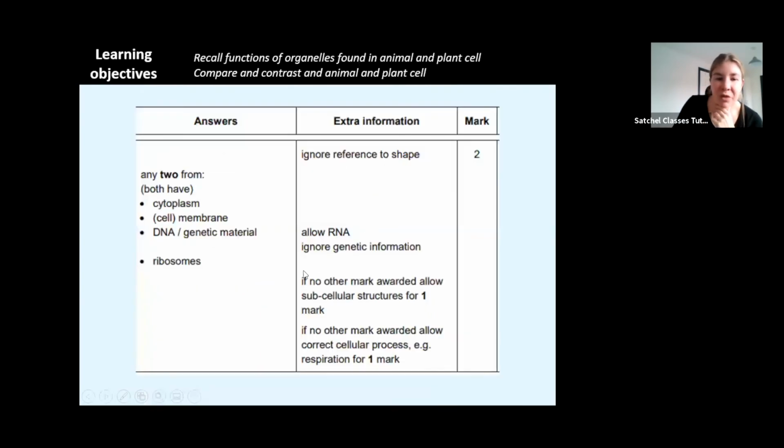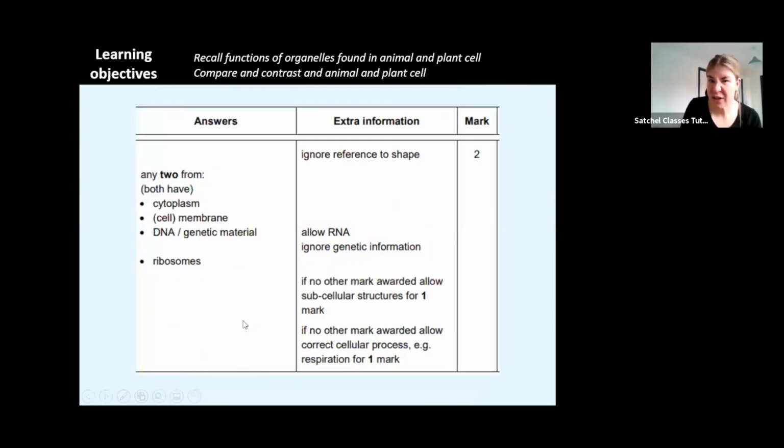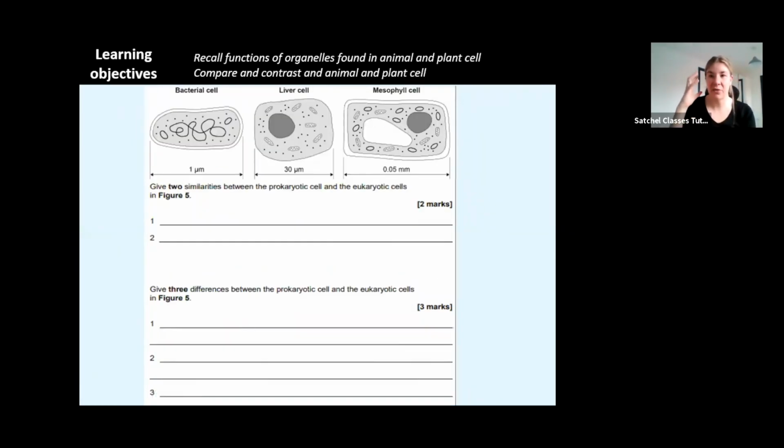All right, so let's have a look at the mark scheme. Any three from these points: prokaryotic cell is smaller, it has no mitochondria, it has no nucleus, it has a single loop of DNA or plasmids. Again, that one's quite tricky, because you have to use information that you've learned in a previous lesson as well. But I thought it was really good to practice and bring things together from both this lesson and the last. Really, really well done for today's lesson.